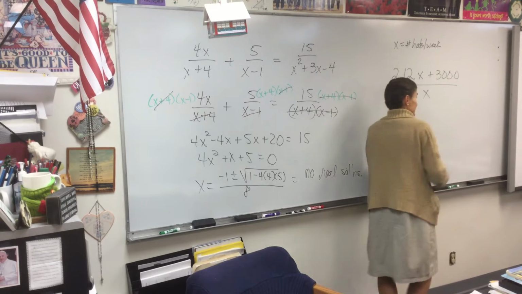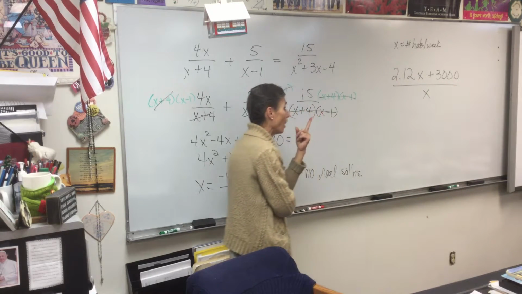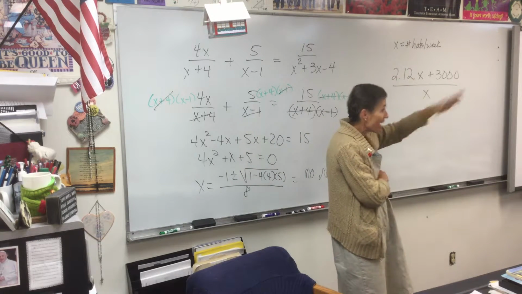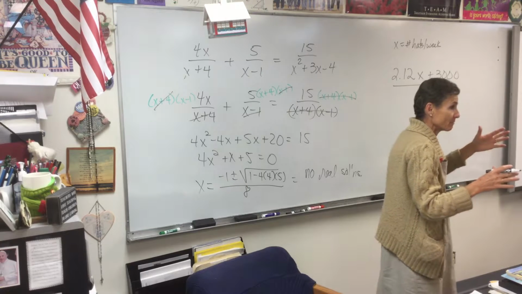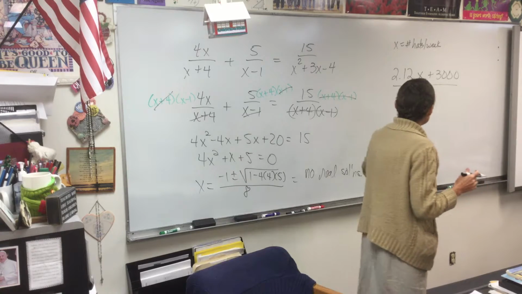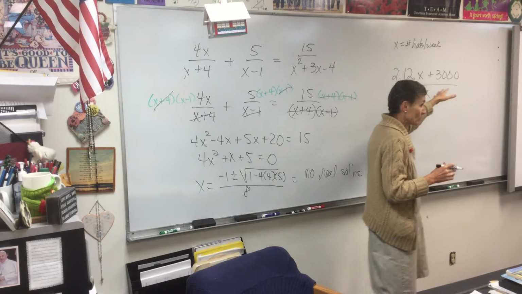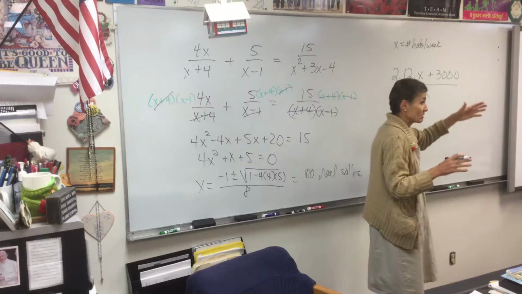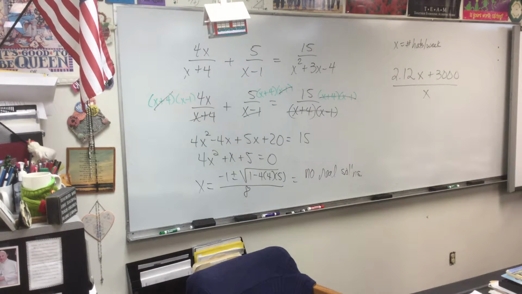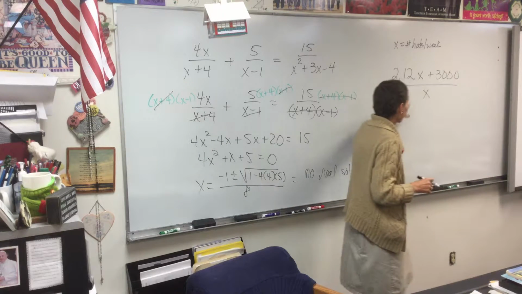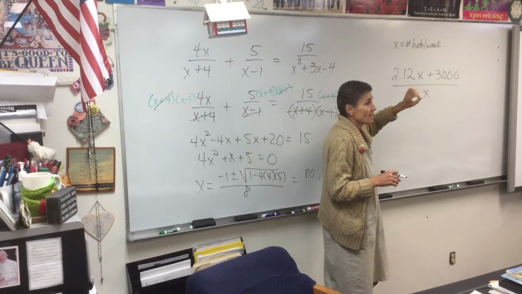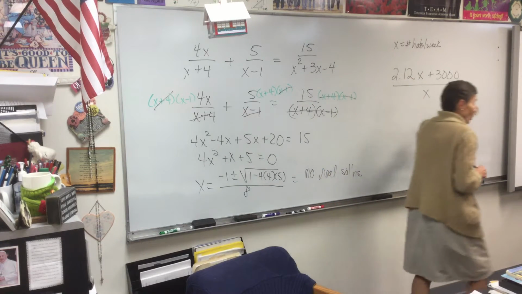Exactly, divided by X. That will tell you how much it costs to make one hat. The numerator is how much it costs to make X hats. Stop and think about it for a minute. If you were going to make 50 hats, wouldn't you take 212 times 50 and add 3,000? That would be your expense. Now, if I said how much is that per hat, wouldn't you divide it by 50? So that's what we're doing, we're dividing by X. This is your cost per hat. Okay, so that's problem one.